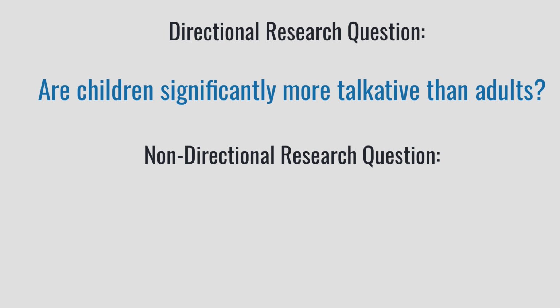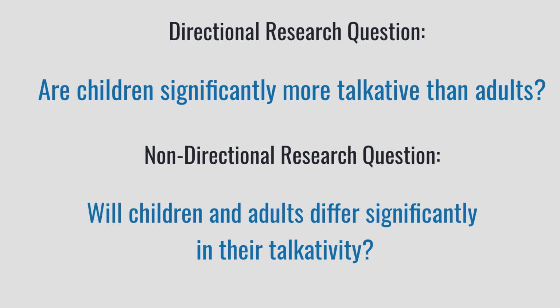A directional research question sounds like this: are children significantly more talkative than adults? Here you can see the directionality is predicted in how the question is phrased. The question phrasing reflects the researcher's guess that children will be more talkative. The word more makes this apparent. A non-directional research question sounds like this: will children and adults differ significantly in their talkativity? You can see that in this non-directional research question, there is no directionality indicated. The question phrasing reflects the researcher's openness to either group being more or less talkative. The word differ makes this apparent.